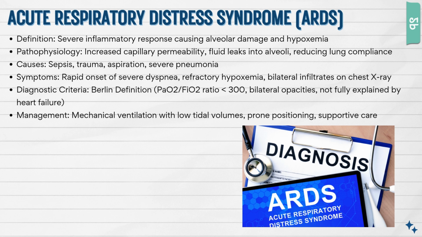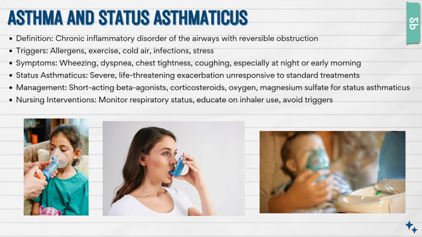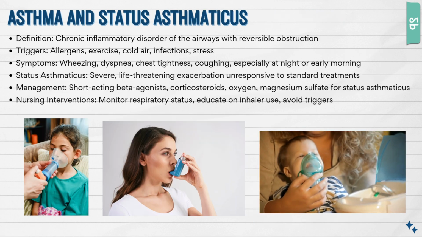So additional supportive care includes fluid management, nutrition, and vigilant monitoring for complications like ventilator-associated pneumonia or multi-organ failure. Because remember, they're not oxygenating well, so all the organs aren't getting enough oxygen, and this can lead to multi-organ failure. So now let's talk about asthma and status asthmaticus.